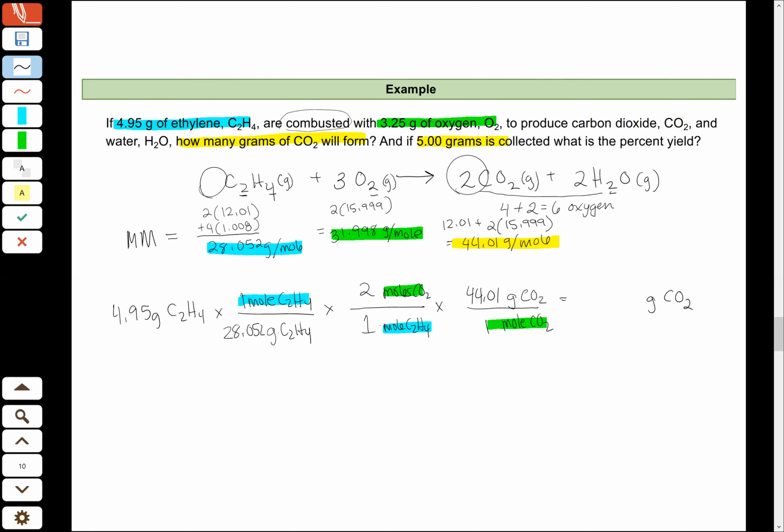Now that this is set up, I can plug it into my calculator. If I do that, I'm going to get 15.53 grams of carbon dioxide. That's coming from my 4.95 grams of ethylene.